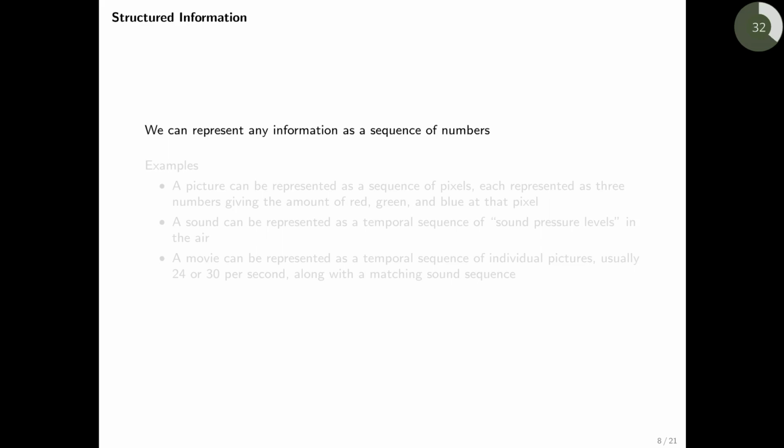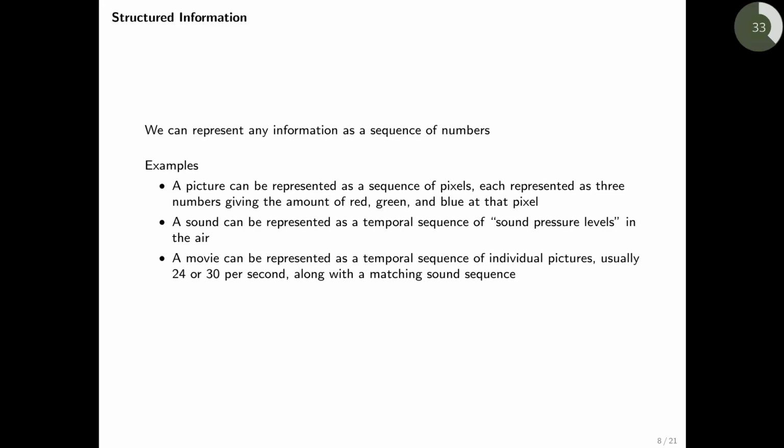Okay, so it turns out that we can represent any information as a sequence of numbers. So for example, a picture can be represented as a sequence of pixels, each represented as three numbers giving the intensity of red, green, and blue at that pixel.